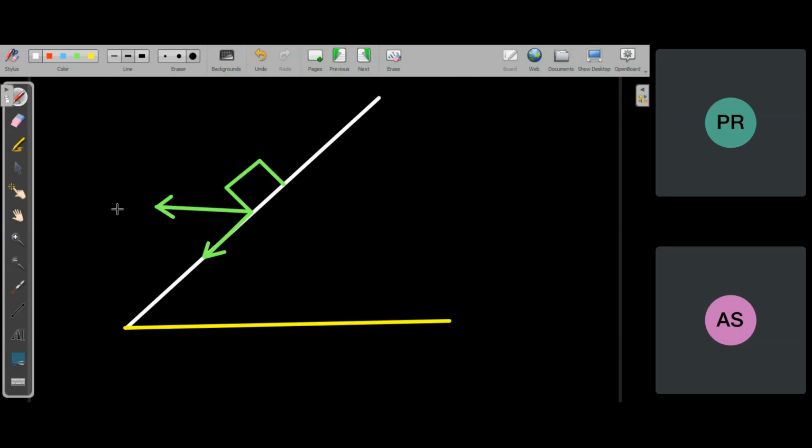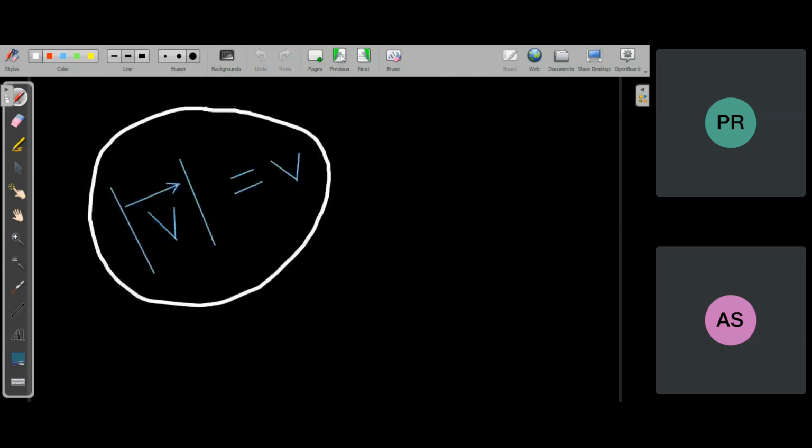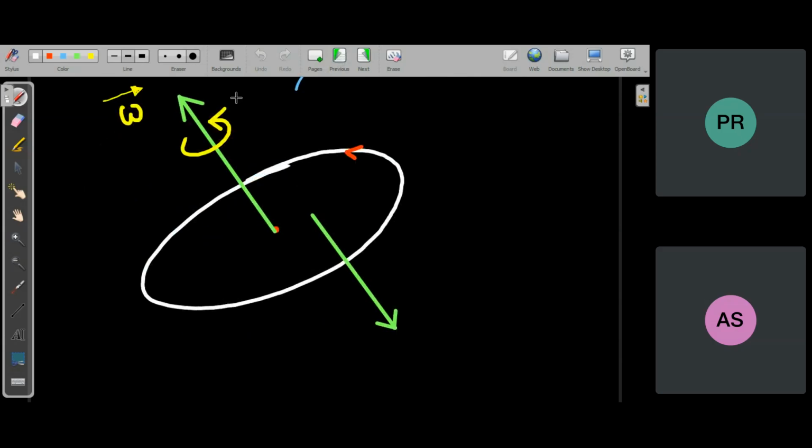Sir, can you explain again the directions of angular velocity and angular acceleration? Always perpendicular to the plane of motion. So first of all, you have to understand the direction of angular velocity. The direction of angular velocity is always in the direction of angular displacement, and it is given by the right hand thumb rule. Now, the direction of angular velocity and angular acceleration will be exactly opposite to each other if the body is slowing down.